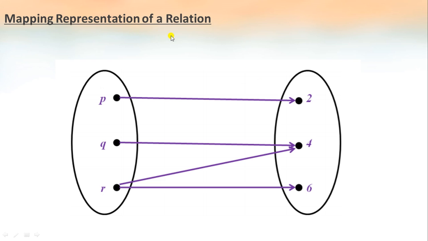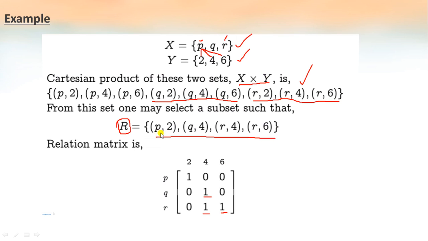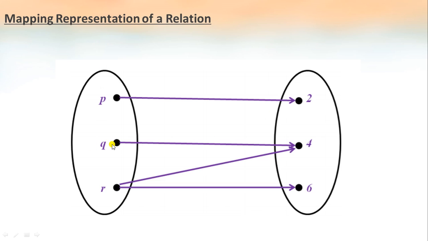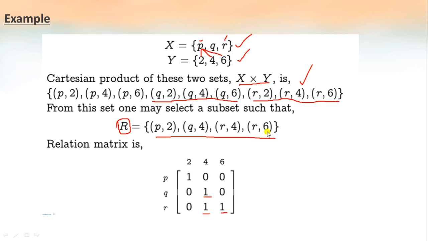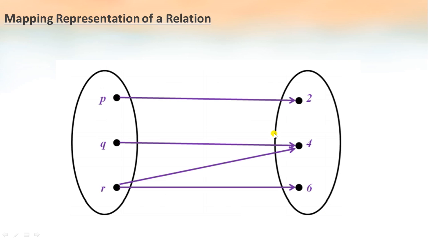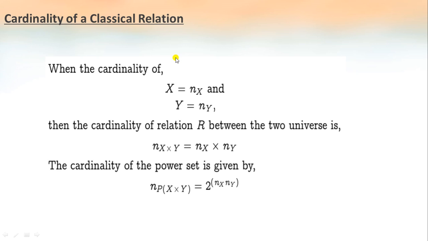Next is the mapping representation of a relation. We will have two sets, X with values P, Q, R, and this is our Y set with values 2, 4 and 6. We know there is a mapping from P to 2, that is (P, 2), then (Q, 4). So we will map (Q, 4). Next is (R, 4) and (R, 6). So we will map (R, 4) and (R, 6). This is the mapping representation of a relation.